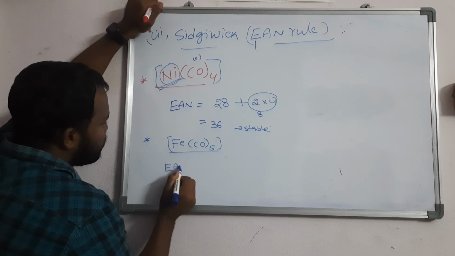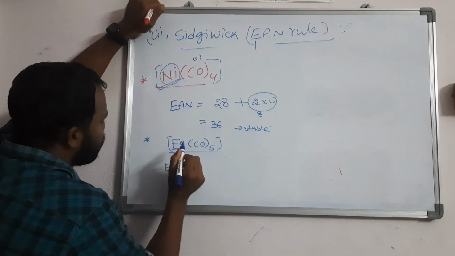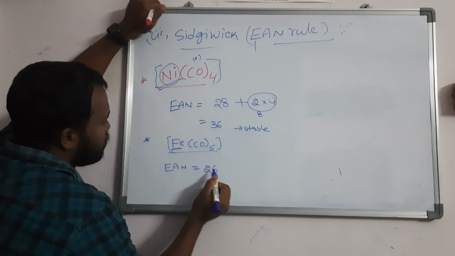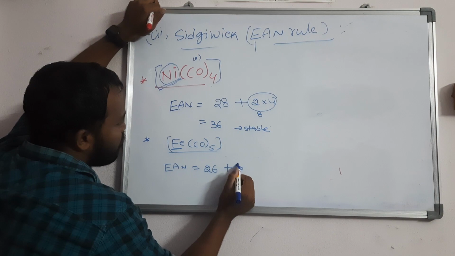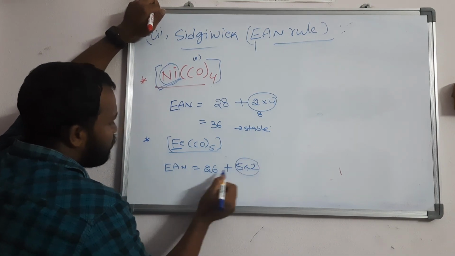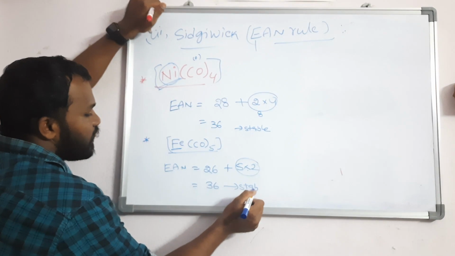So in the EAN concept, the oxidation state is 0. Iron is 26, and the oxidation state is already 0. Then the coordination number is 5, so 5 into 2 is 10. 10 plus 26 is 36. This is also stable according to the EAN rule.